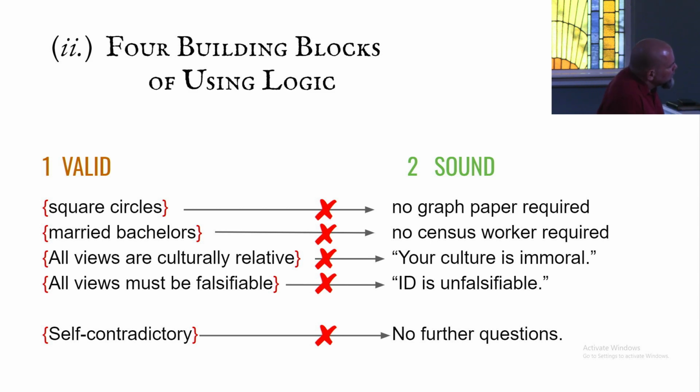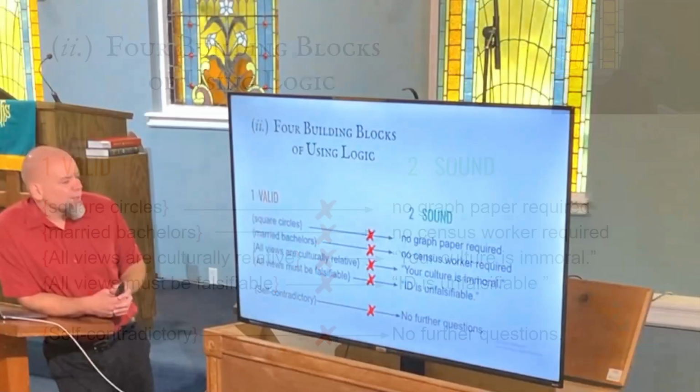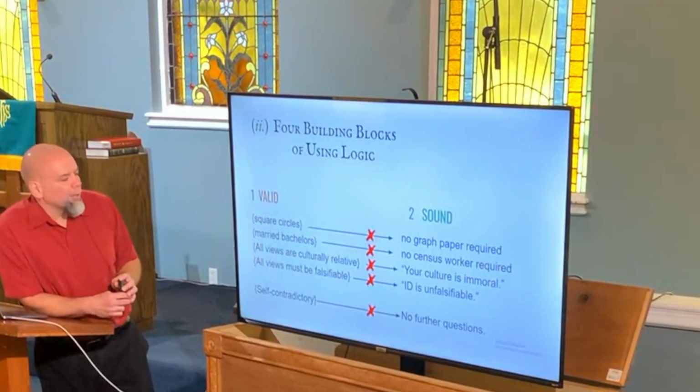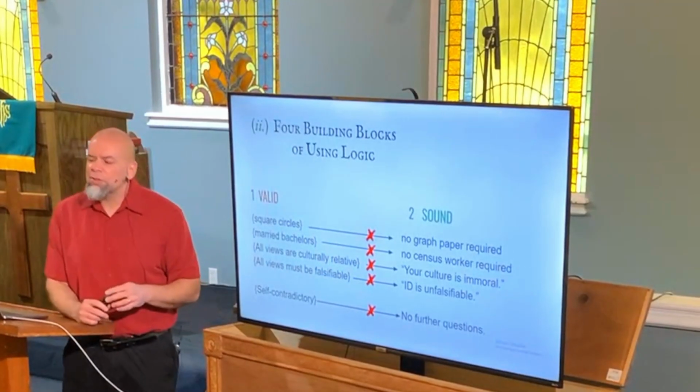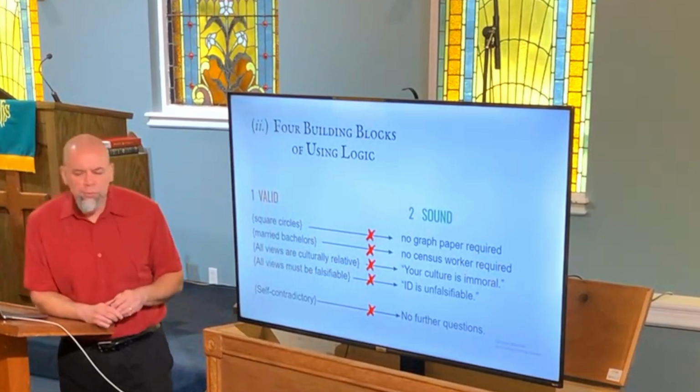Now, what about this one? Married bachelors. Suppose he says a lot of true things about married bachelors. You get the idea. Same thing there. Can we convert this into some real things? Nobody actually believes this nonsense. But some people will say this: all views are culturally relative. Now mark that person. A second later, he'll start saying that your culture is immoral.